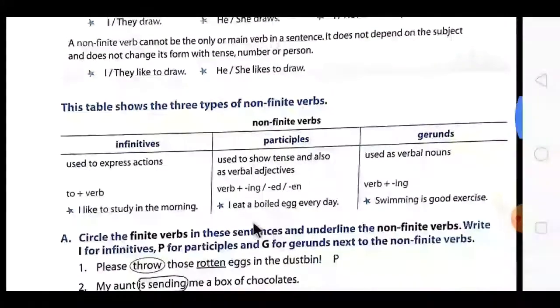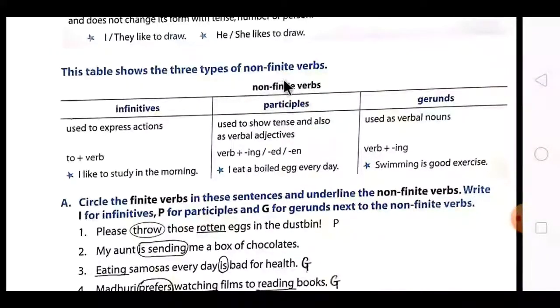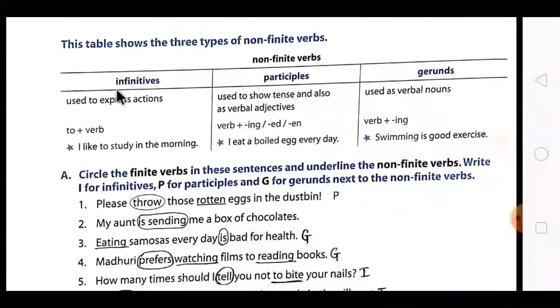Now come and look at the table given in your textbook. It shows three types of non-finite verbs. How many types of non-finite verbs are there? There are three types. The first one is the infinitive form. It is used to express actions. And what is its form? To plus verb. Let's see its example. I like to study in the morning. So the highlighted one, to study, is the infinitive. Infinitive always comes with the word to.